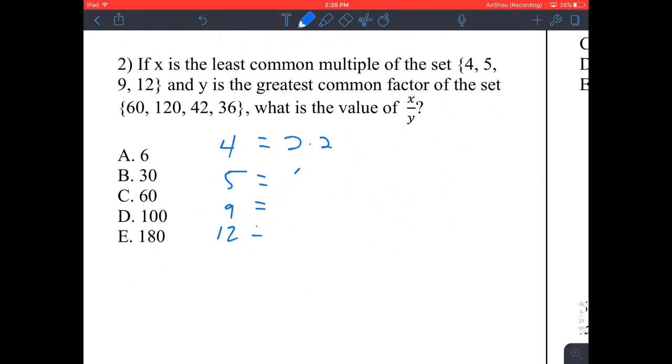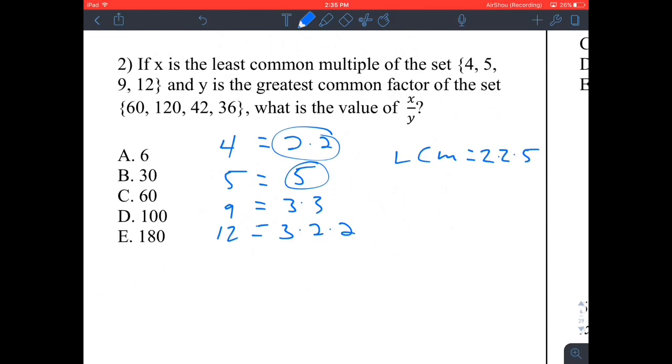2 times 2, just 5, 3 times 3, 3 times 2 times 2. So the least common multiple is 2 times 2 times 5 times 3 times 3. We've already used the 3's and the 2's. If you multiply those together, you're going to get 4 and 9. 4 times 5 is 20. 20 times 9 is 180. So the least common multiple is 180, and that is x.